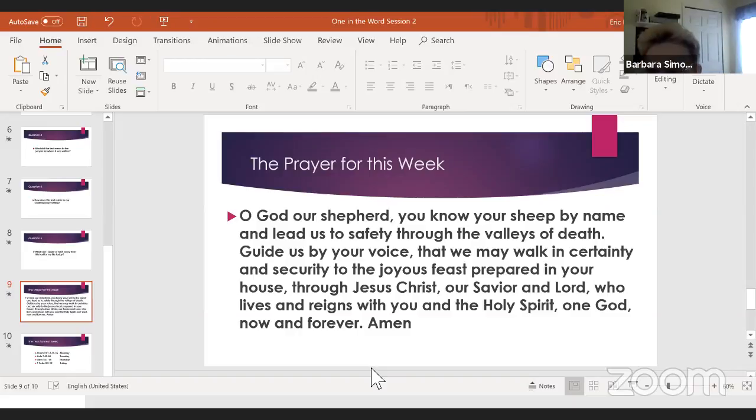Let us pray. Oh God, our shepherd, you know your sheep by name and lead us to safety through the valleys of death. Guide us by your voice that we may walk in certainty and security to the joyous feast prepared in your house. Through Jesus Christ, our Savior and Lord, who lives and reigns with you in the Holy Spirit, one God, now and forever. Amen.